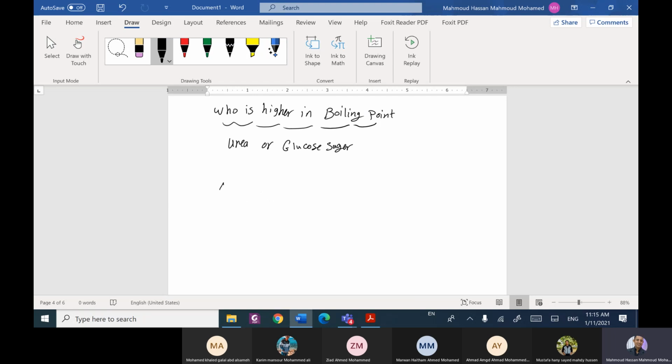For the urea, NH2, C double bond O, NH2. For glucose sugar, CHO, CHOH all 4, CH2OH. We'll find, return back to the molar mass since they are covalent compounds. Nitrogen equals 14, carbon equals 12, oxygen equals 16, hydrogen equals 1. For the molar mass, we'll find 12 for the carbon atom, 16 for the oxygen atom, we have 2 nitrogen atoms so 2 multiply 14, and 4 multiply 1 for the hydrogen, representing the molar mass in gram per mole.